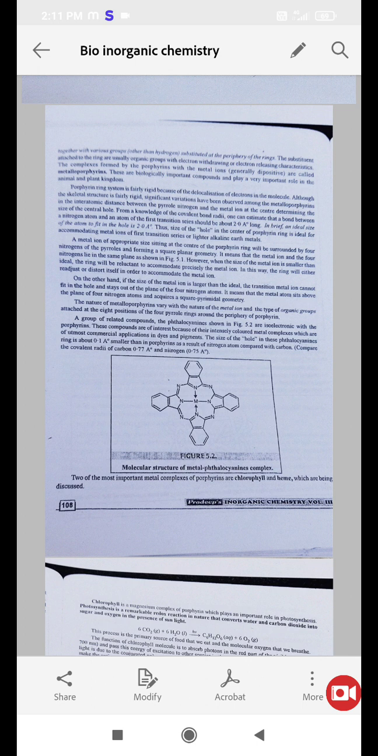However, when the size of the metal ion is smaller than ideal, the ring will be reluctant to accommodate the metal ion precisely. In this case, the ring will readjust and distort itself in order to accommodate the metal ion. On the other hand, if the size of the metal ion is larger than ideal, the transition metal ion cannot fit in the hole and stays out of the plane of the 4 nitrogen atoms. It means that the metal atom sits above the plane of the 4 nitrogen atoms and acquires a square pyramidal geometry.